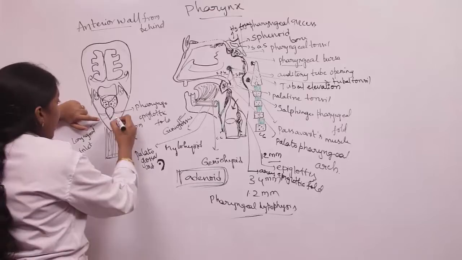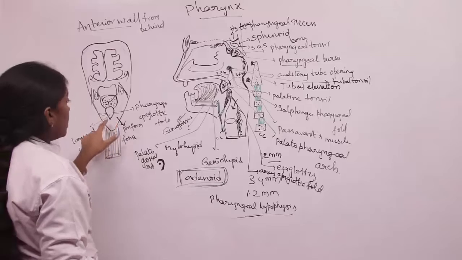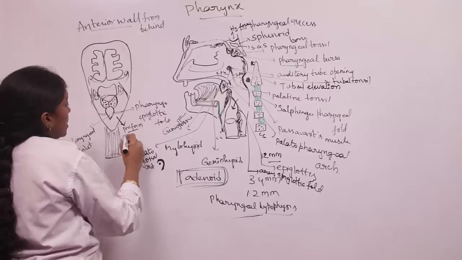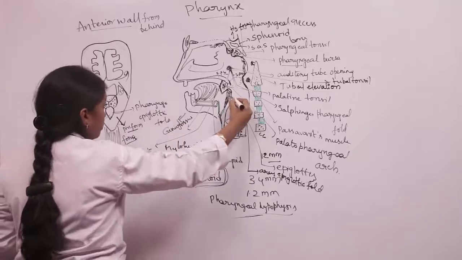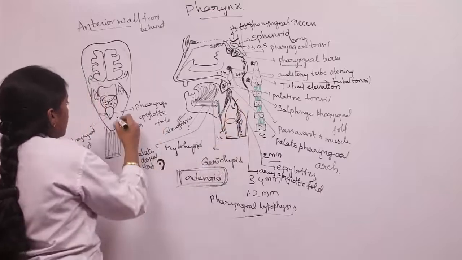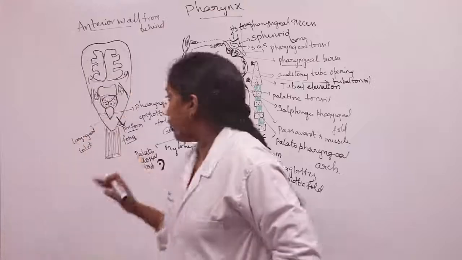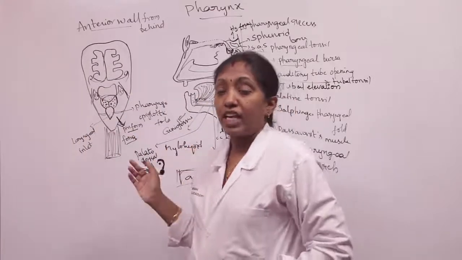Coming to the pyriform fossa. Behind the laryngeal inlet, we have the pyriform fossa. The pyriform fossa is nothing but a mucous depression present behind the laryngeal inlet. It is deeper in ruminating animals, and it acts as a catch point for foreign bodies.